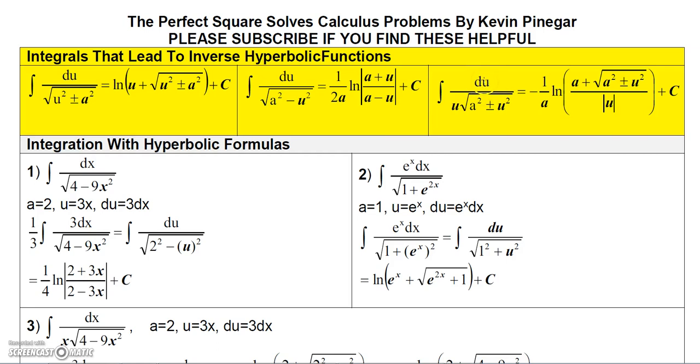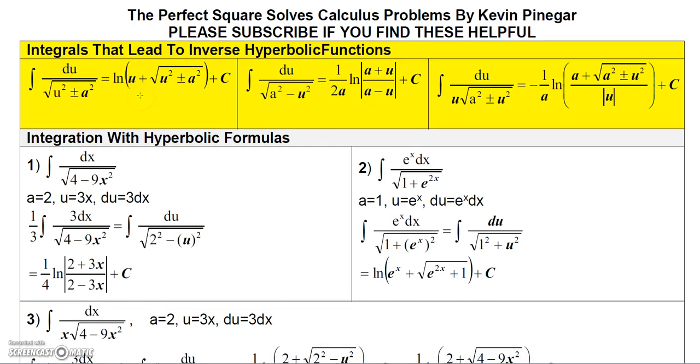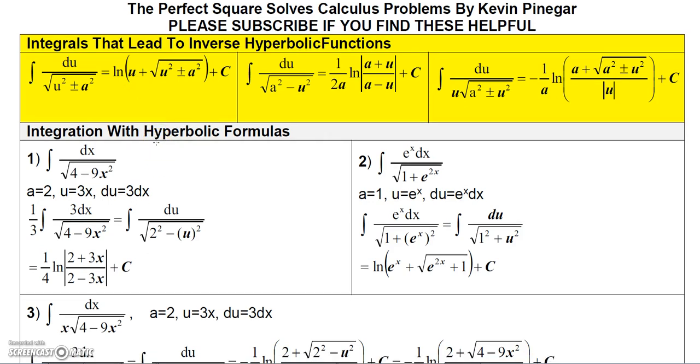If you integrate du over u times the square root of a squared plus or minus u squared, that's actually minus 1 over a times the natural log of a plus the square root of a squared plus or minus u squared all over the absolute value of u plus a constant. So these are fairly obscure formulas that you probably wouldn't be required to remember, but you certainly might have to apply them in a calculus class. So let me go ahead and start with this first example here.